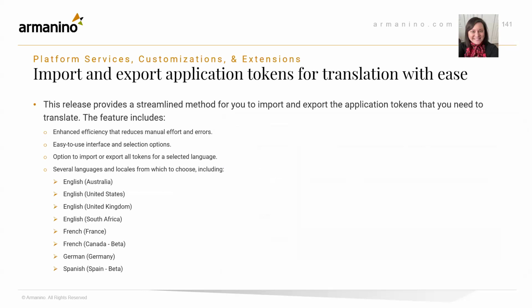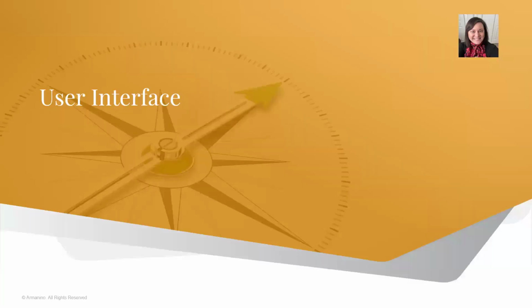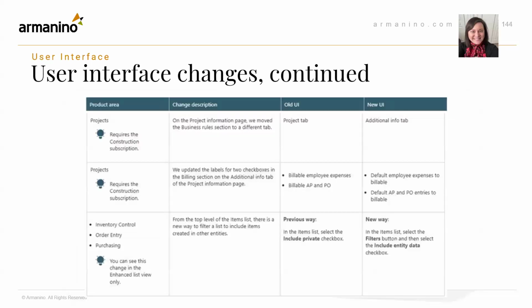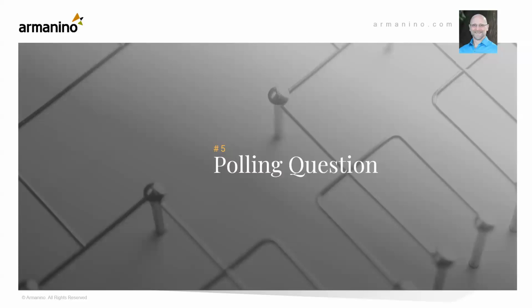And then importing and exporting application tokens for translation. Again, you have several languages and locales from which to choose, including the new French Canadian and Spanish that are in beta. It allows you to import and export the application tokens that you need in order to translate. User interface changes: we don't need to go over them entirely, but they're available to you to review.